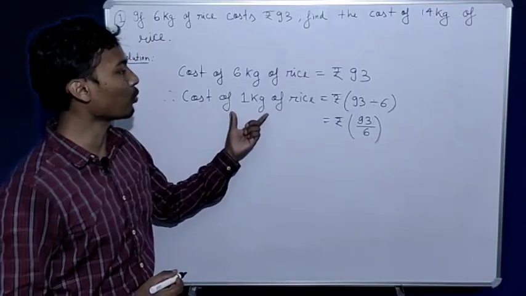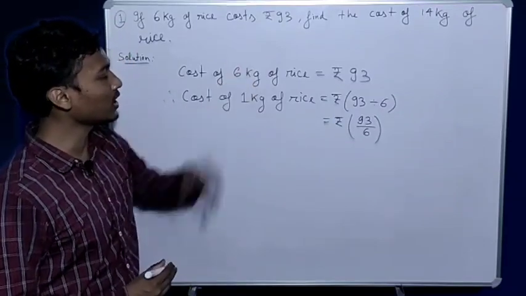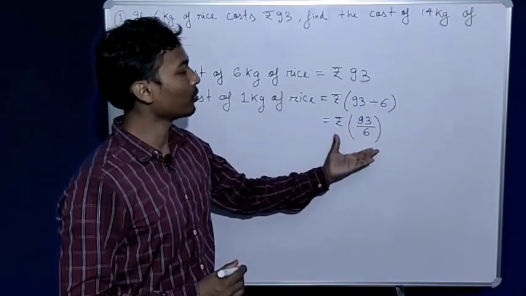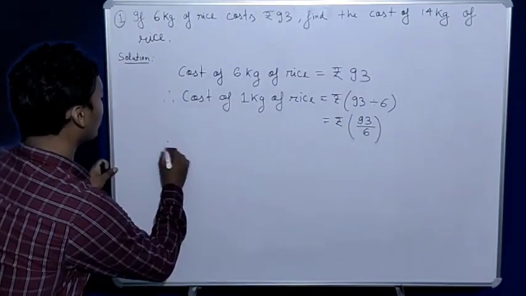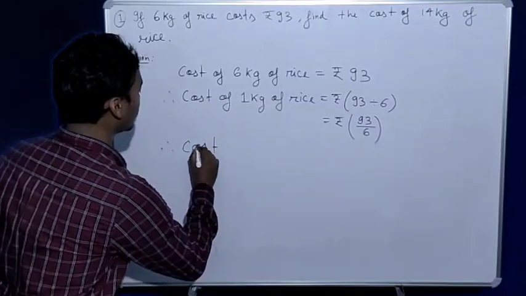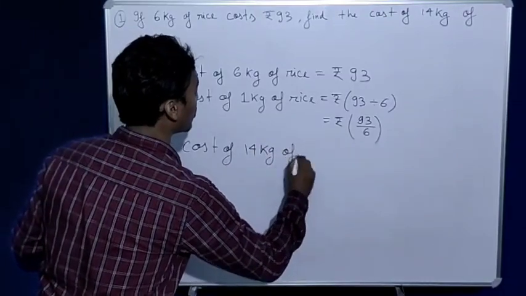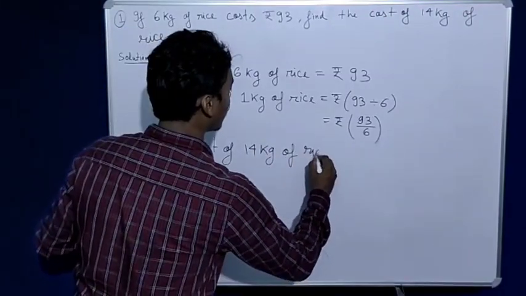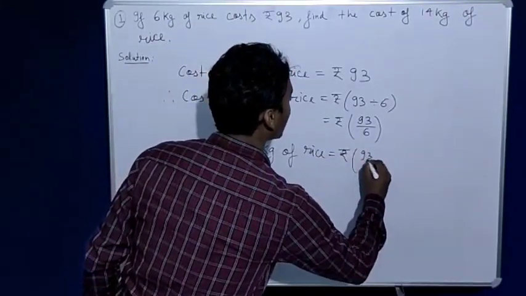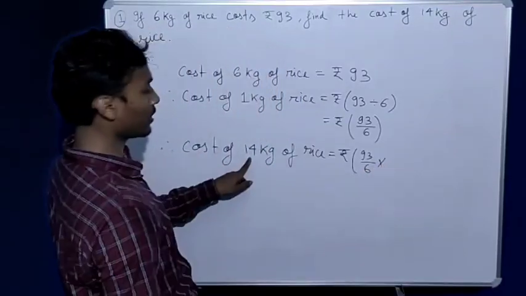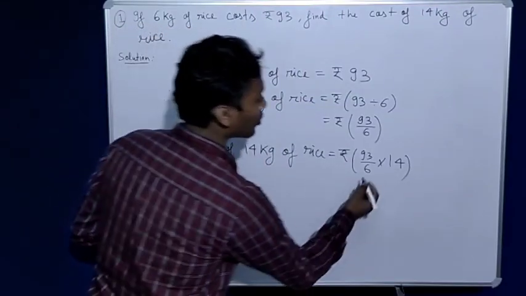So find the cost of 14 kg now. We know the cost of 1 kg of rice is rupees 93 by 6. So what will the cost of 14 kg be? We'll simply multiply the price of 1 kg of rice by 14 kg. So therefore, cost of 14 kg of rice is equal to rupees 93 by 6 multiplied by 14.